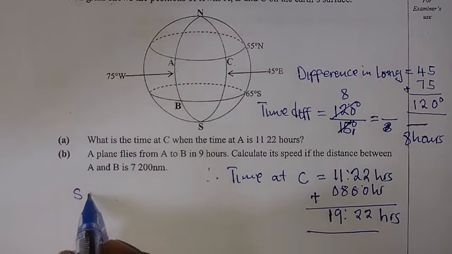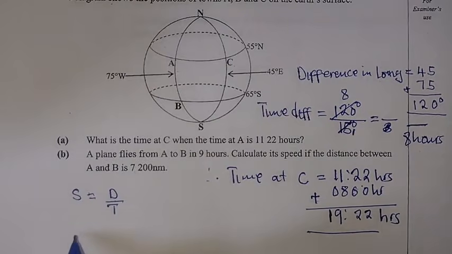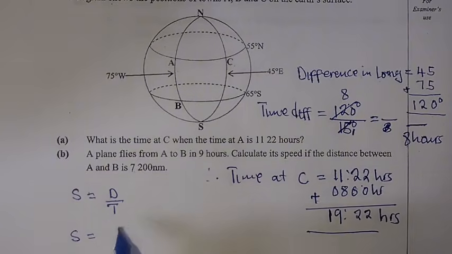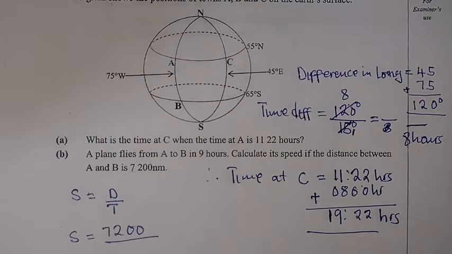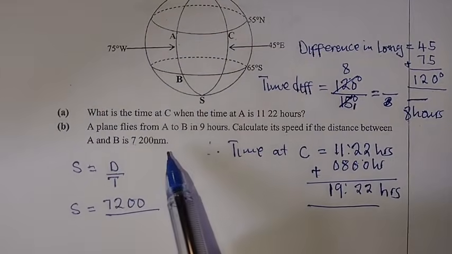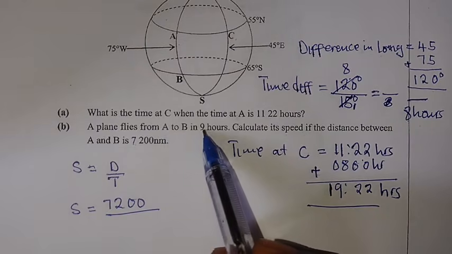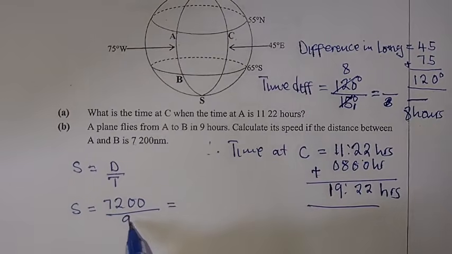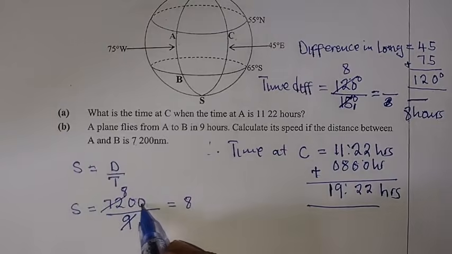So we have been given the distance, which is 7,200. We have also been given the time between point A and B, as you can see there, which is 9 hours. So where there is time, you just put a 9. So it is equal to 7,200 over 9. 9 into 72 gives us 8. 1 into 8 is 8, and the 2 zeros, we have 800 knots. So this is our answer.